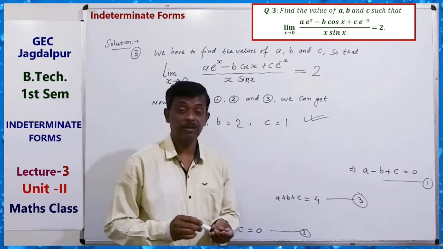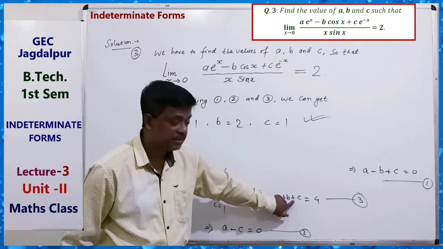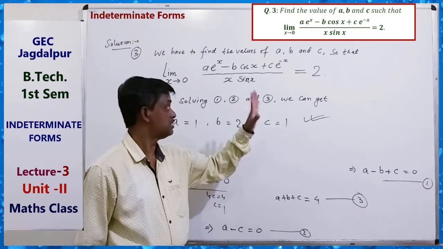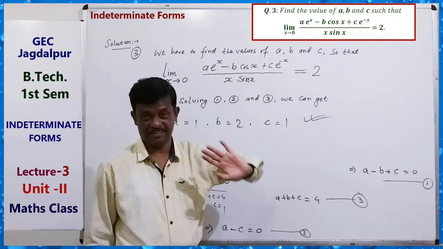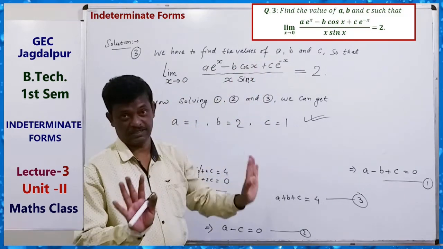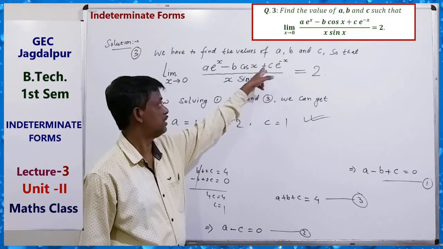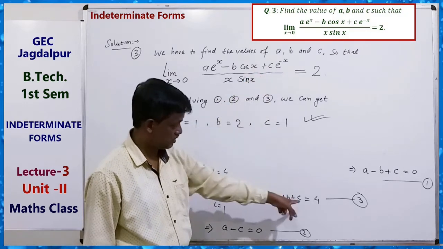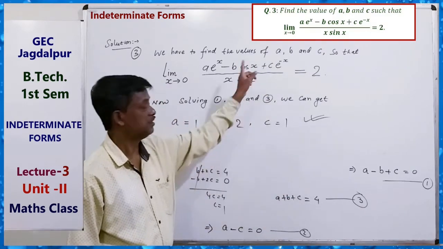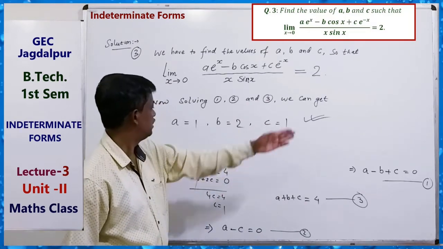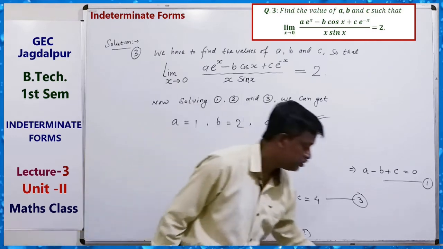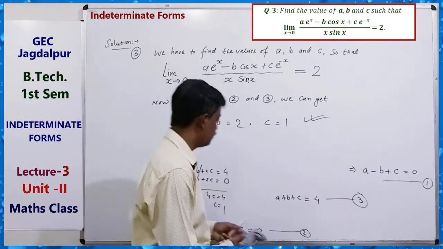Okay. So solving this, here plus sign because in the previous question, at the time of differentiation, we were omitting the sign. So for two time differentiation, first time differentiate minus sign and second time differentiate plus sign. So plus sign should be there, plus c. Okay. So just solving 1, 2, 3 we can get a equal to 1, b equal to 2, c equal to 1.